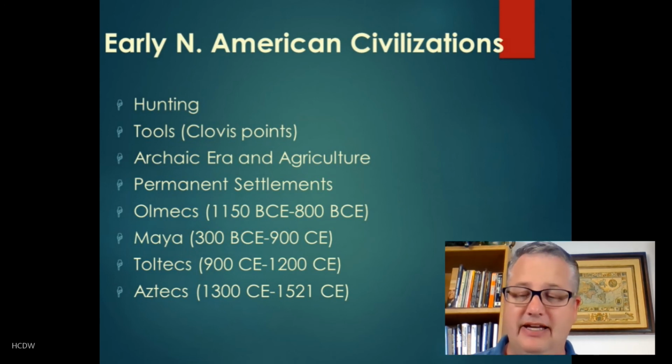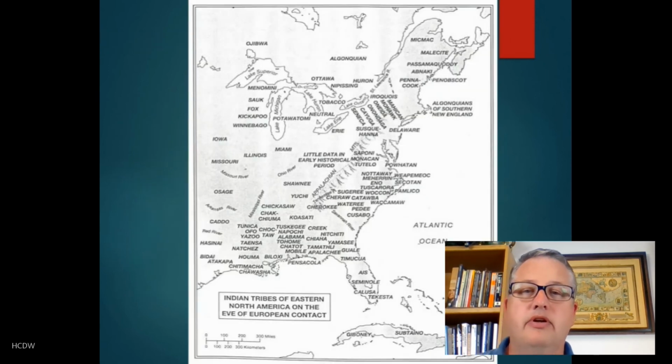It is the Aztecs who represent the largest and most sophisticated population in North America at the time of European arrival, and we're going to be talking much more about them in a future lecture. For the moment, just take a quick look at this map, which reflects the Indian tribes of eastern North America on the eve of European contact.